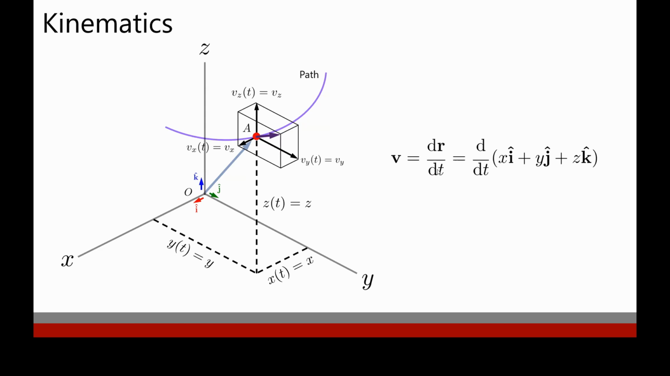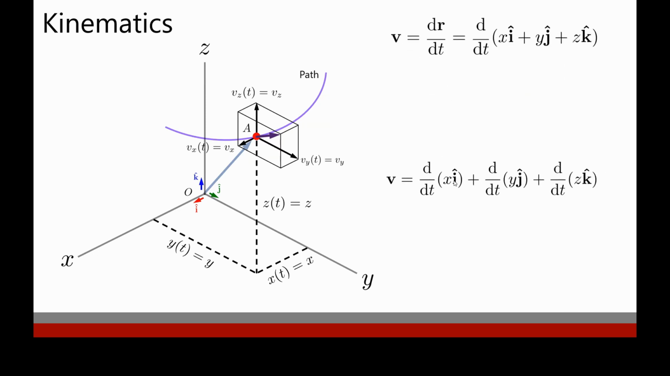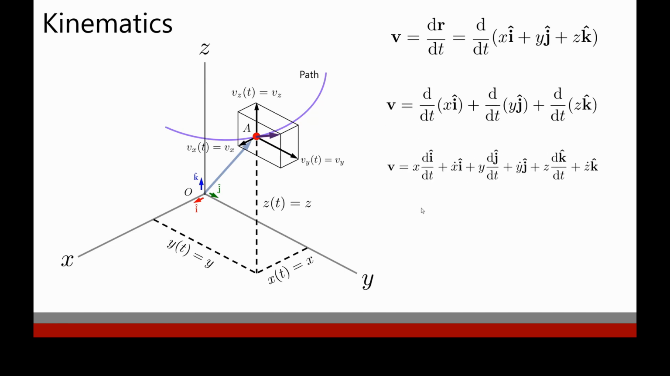Remember our properties, our identities, our vector function properties. Since you have this expression here, you distribute your derivatives for each term, like this one. So v is equal to d/dt of x i hat, plus d/dt of y j hat, plus d/dt of z k hat. And what will happen is the product rule: product rule for this term, product rule for this term, and product rule for this term.